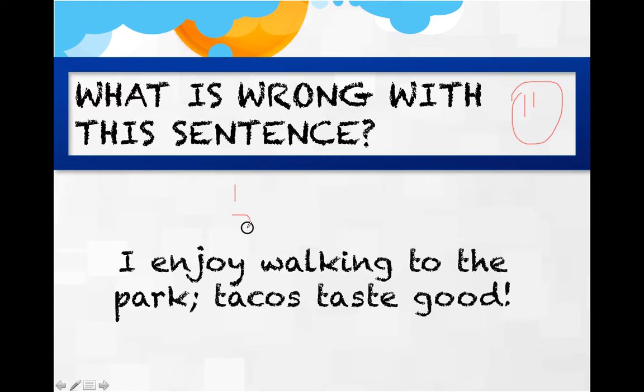Let's take a look at the second rule. The second rule is you have to have 2 ideas that are related. This first one is talking about going to the park, and the other one just randomly starts talking about tacos. It's violating the second rule for semicolons because you've got 2 ideas. Yes, they could stand on their own, but they're not related. Therefore, you cannot join them with a semicolon.